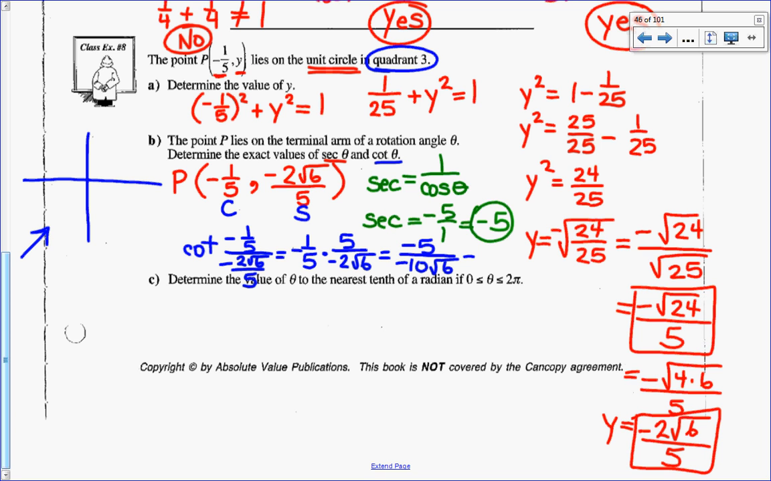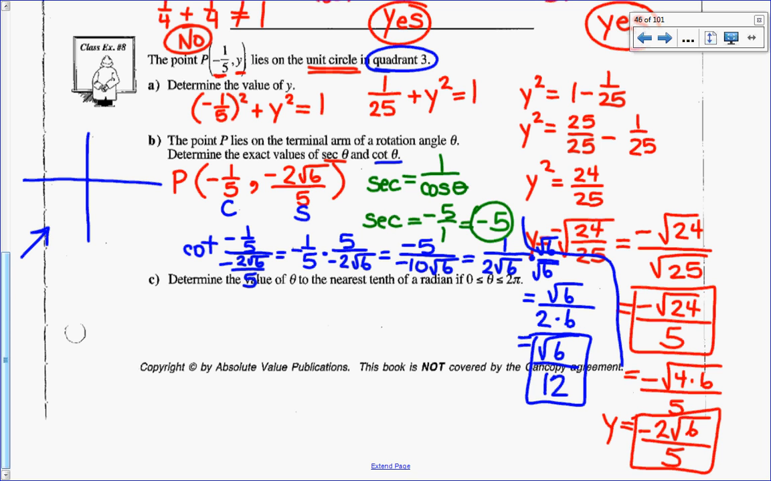I can divide out a -5 from top and bottom, so I'm going to be left with 1 over 2√6. But again, I cannot leave that like that, so I'm going to multiply by √6 over √6. And so that will leave me with √6 over 2 times square root of 36, which is 6. So that is √6 over 12. Whew. We have to know our algebra to do this stuff, don't we?